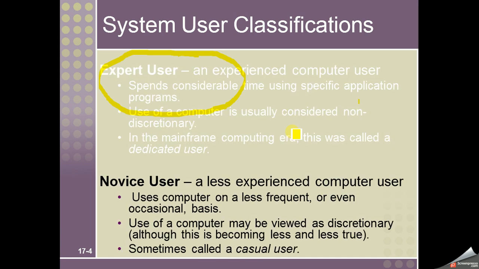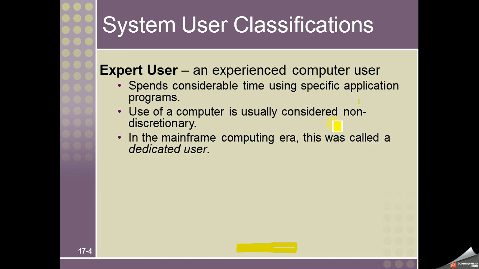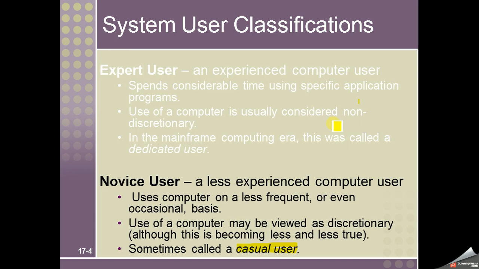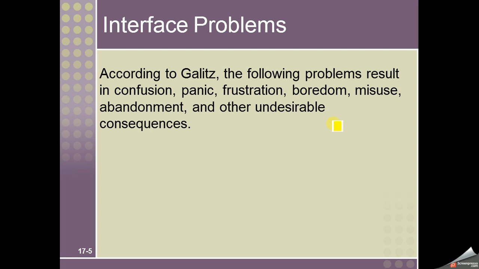Novice users are, on the other hand, the users who are not experienced computer users, right? Sometimes we also call them casual users. It means that they are not able to use the computers effectively. So we need to classify the user. We need to understand whether we are going to make a system for expert users or novice users and what are their unique requirements.